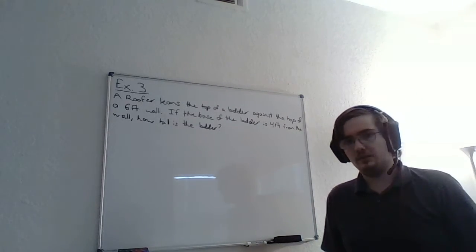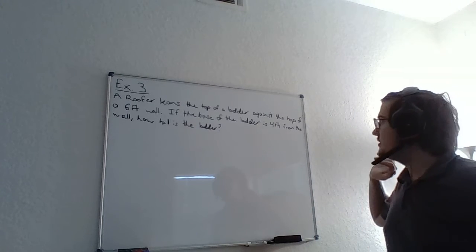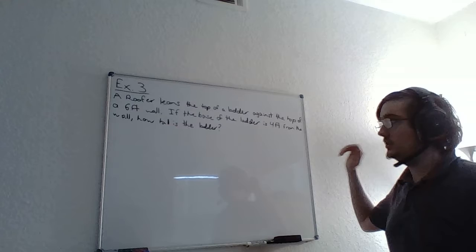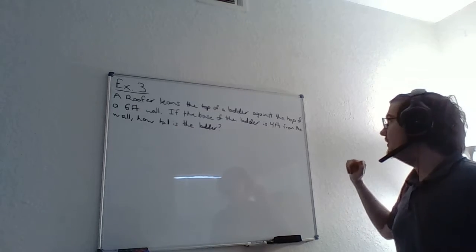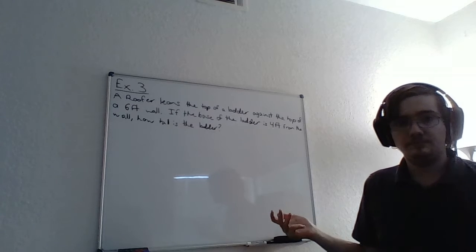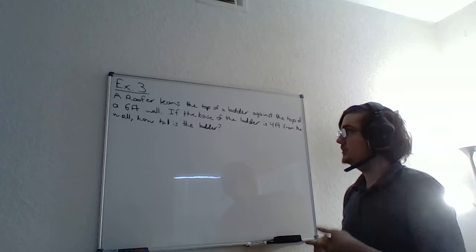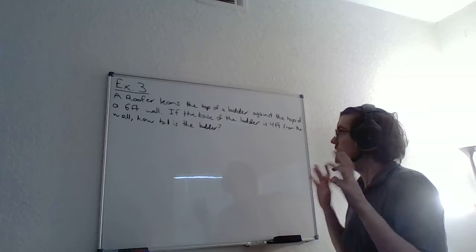Okay, so on to problem 3. A roofer leans the top of a ladder against the top of a 6-foot wall. If the base of the ladder is 4 feet from the wall, how tall is the ladder? Okay, so now that we've read it once very quickly, let's take a closer look at what it's saying.